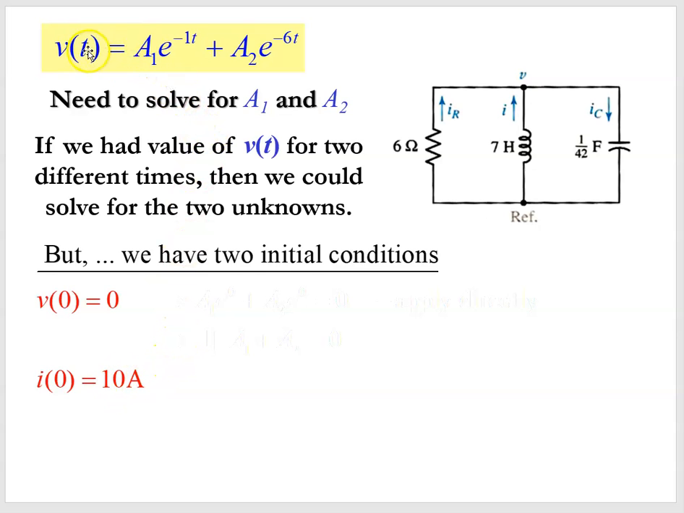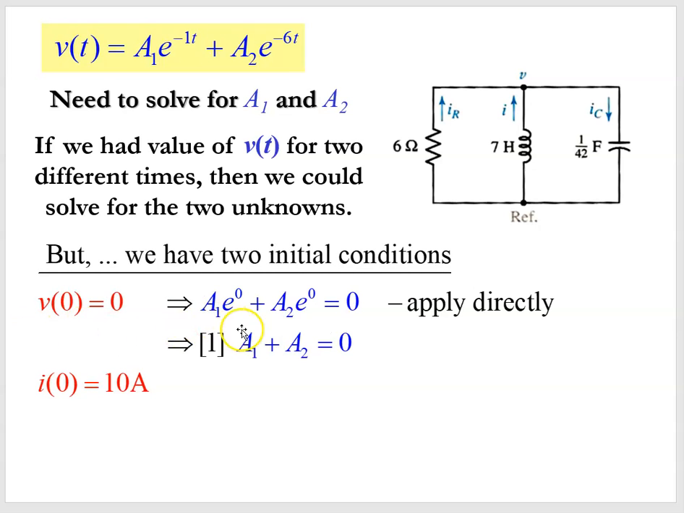We can plug in directly, so at time 0 we know the voltage, and e to the 0 would just give us a 1. So we'd have A1 plus A2 times e to the 0, which gives us 1. So A1 plus A2 is equal to whatever the voltage is at t equals 0. In this case, it's equal to 0. So that's easy enough to do. That gives us one equation. We still need another equation because we have two unknowns.